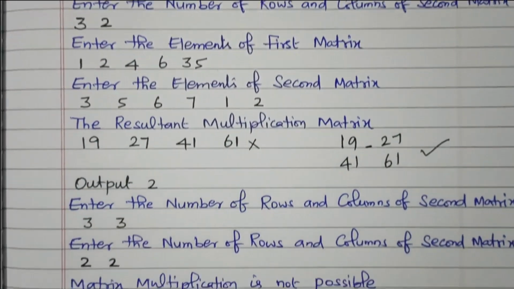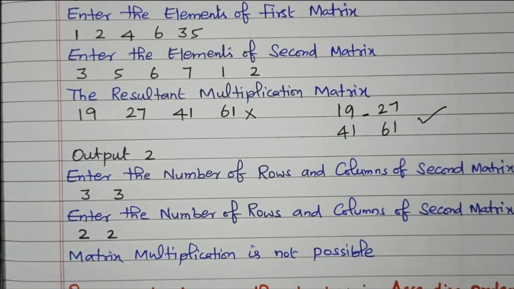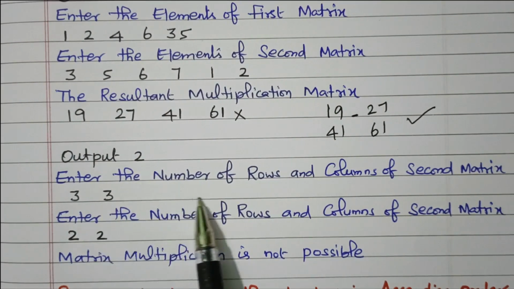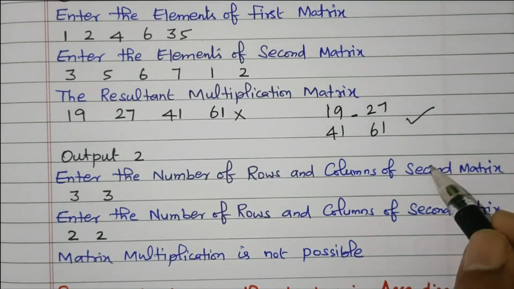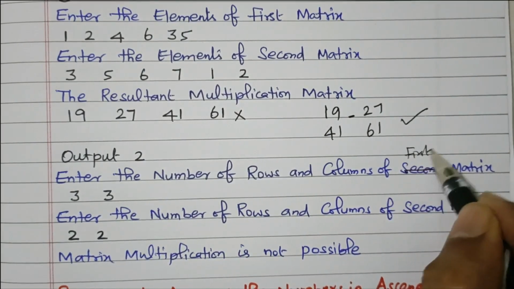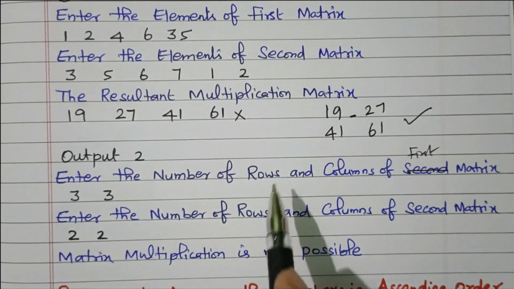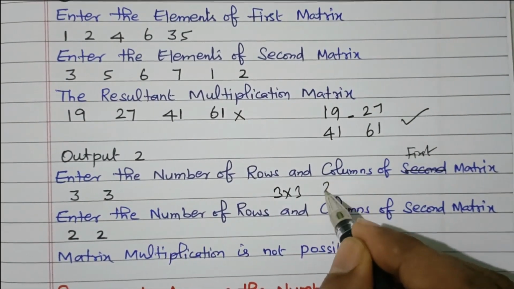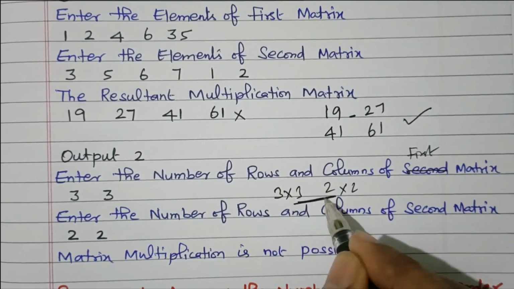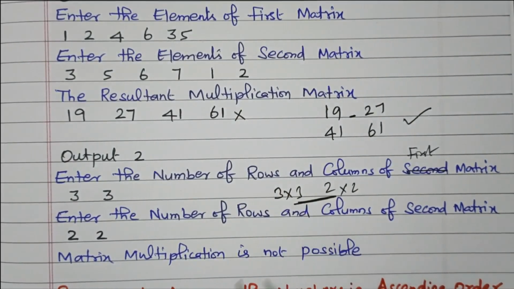One more possibility is that the condition is not correct, right? Enter the number of rows and columns of the first matrix, 3 cross 3. Enter the number of rows and columns of the second matrix, 2 cross 2. The condition is not satisfied. These 3 should be equal to the 2, right? With 3 cross 3 and 2 cross 2, these two elements are not equal. These two elements should be equal, then only you can multiply. So we display that matrix multiplication is not possible, because the condition is not satisfied and we cannot perform the matrix multiplication, right?